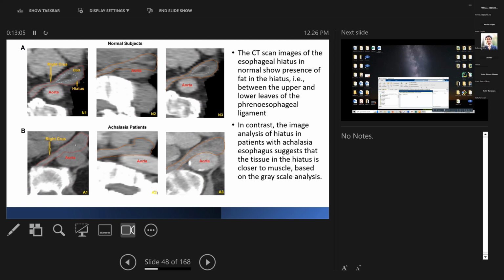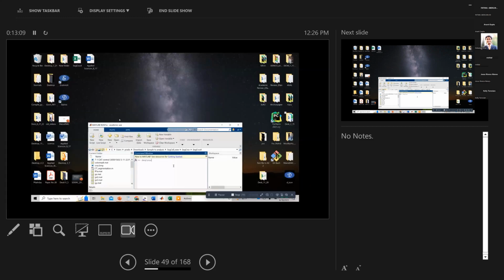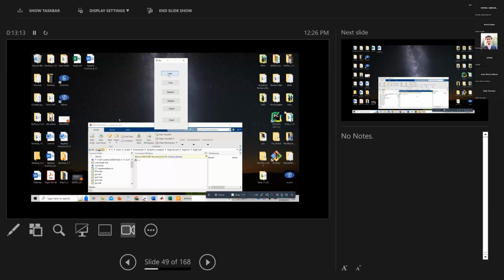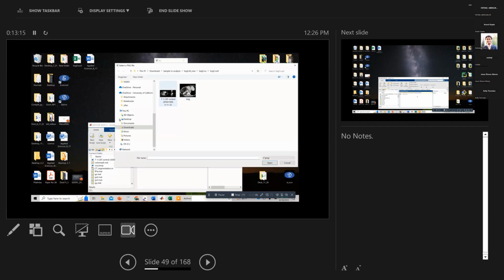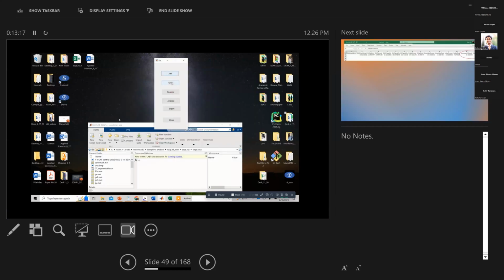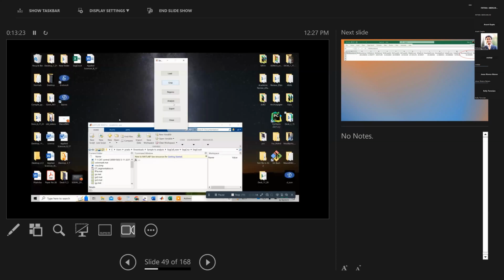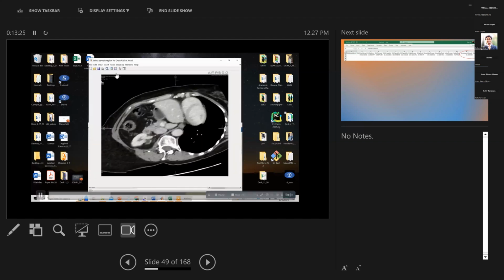So how do we prove there is more fat in the normal subjects compared to patients? So we developed this software, it's called SecCruise. In SecCruise, the user can load, let's say, a CT image, and then they can crop the area of interest, which includes the hiatus region. It contains fat and it contains muscle. Then the program will ask the user to draw the esophageal hiatus region. So you can do this by clicking around the region of interest.